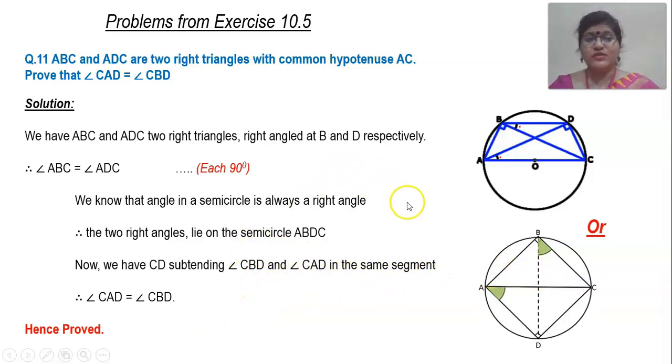Now here we have used the property angles in the same segment of a circle are equal, and another property, angle in the semicircular region is always a right angle. Now let us have a look into the summary, what all we have learned in this chapter.